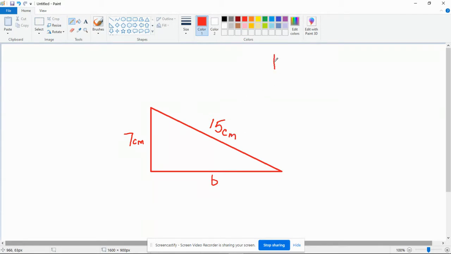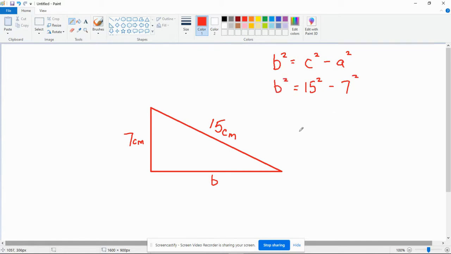So the formula here is B squared equals C squared minus A squared. So it's kind of a variation on the A squared equals B squared plus C squared. It's just the other way around. So let's start filling in the variables. We know that C is 15, so that's going to be 15 squared. Take away A, so A here is 7, so it's going to be 7 squared. And we don't know what B is yet, so B squared is going to be this.